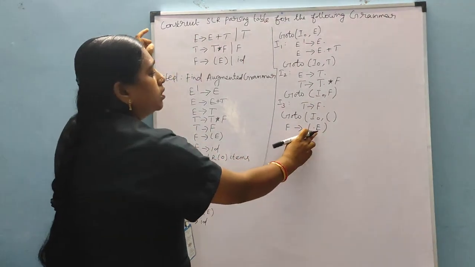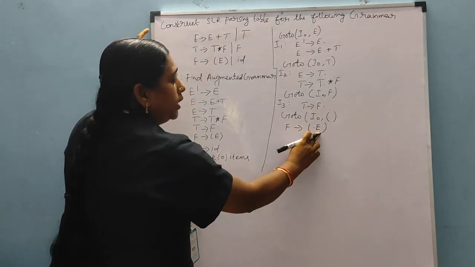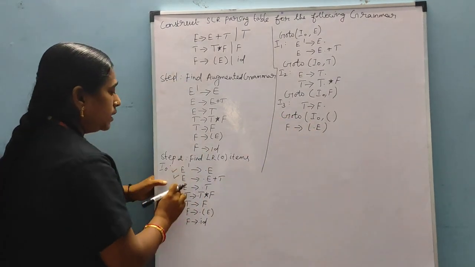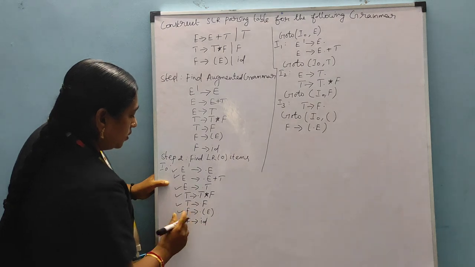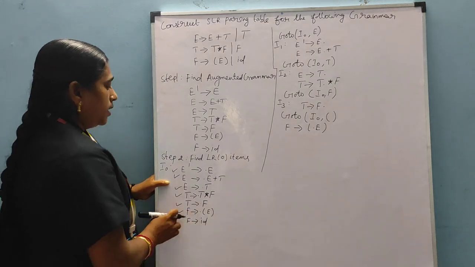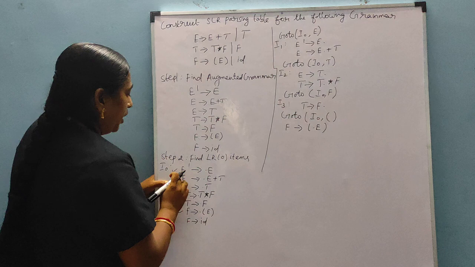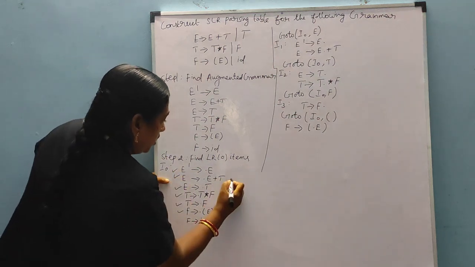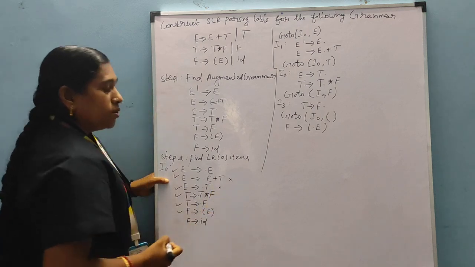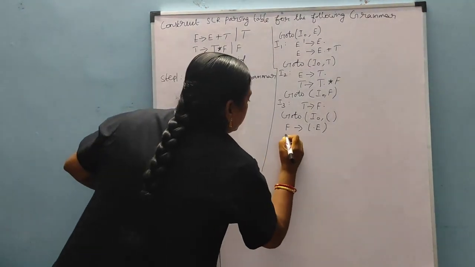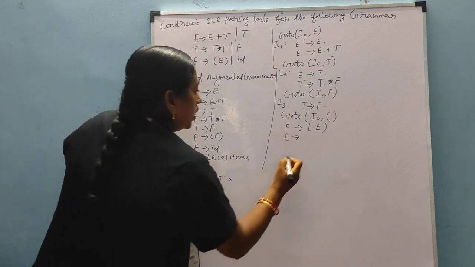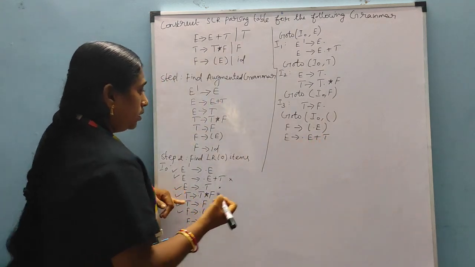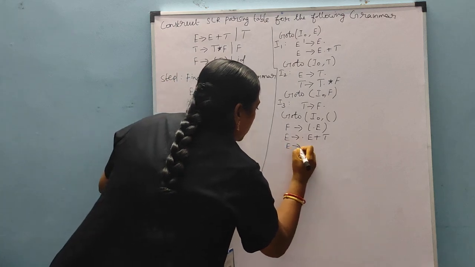I will explain. After movement, non-terminal E is present. So I am going to check the E productions from the I naught state. Whatever E productions are present here, check this one. Yes, this one. So I have to add here E tends to dot E plus T. One more production, E tends to dot T.